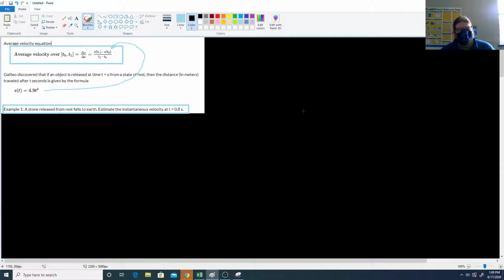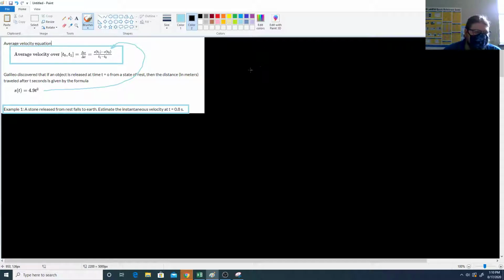So we don't have an instantaneous velocity equation, but what we're going to do is look at the average velocity over smaller and smaller time intervals. And as we get time intervals that are very, very close to 0.8 seconds, hopefully we will see good things happen, and we will get an estimate of what the instantaneous velocity actually is. Let's look for an accuracy of 3 decimal places.